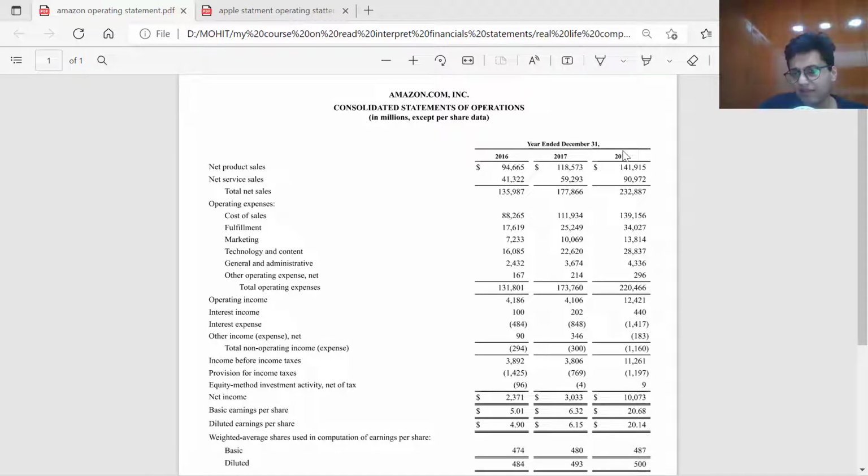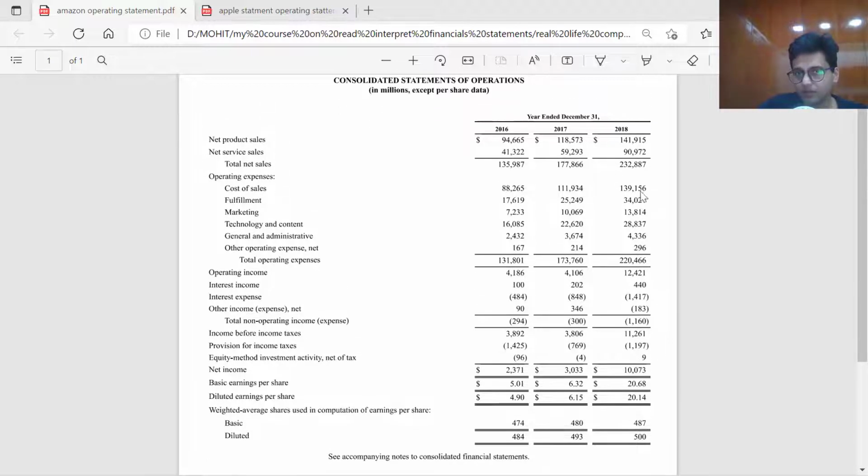So let's take the latest figure which we have labeled with us. That is the year ended 31st December 2018. This is the annual income statement of Amazon. Like I said, when it comes to income statement, we begin with revenues. Now, like Apple, Amazon is providing its product sales and service sales differently.